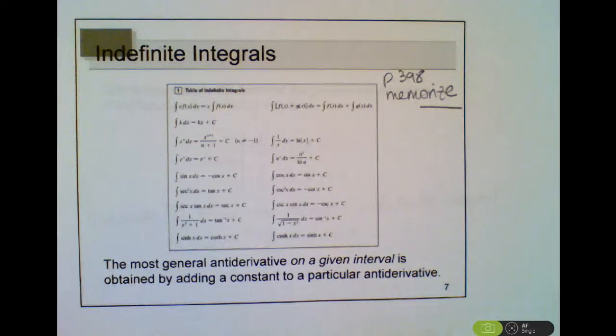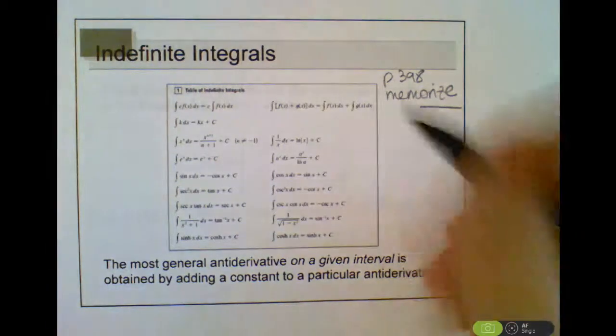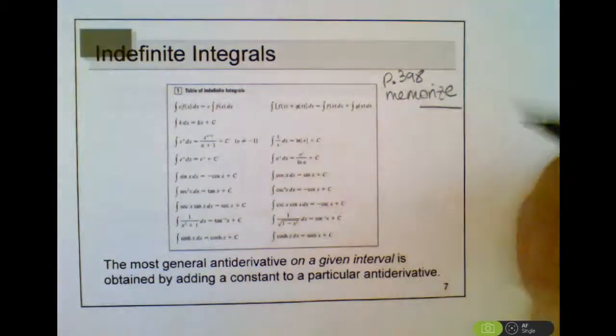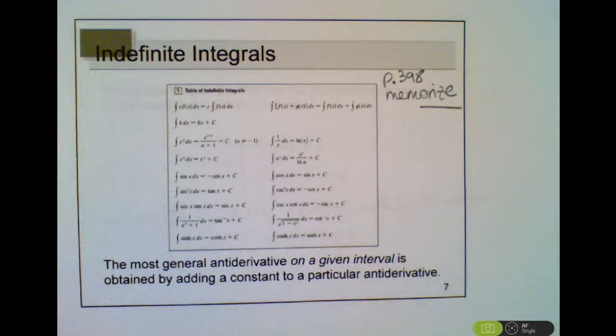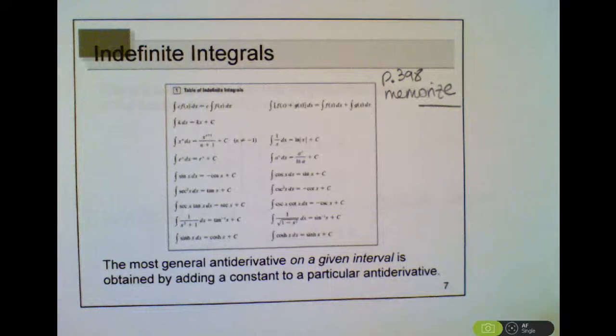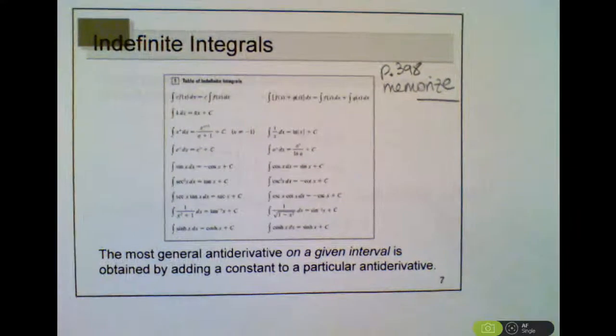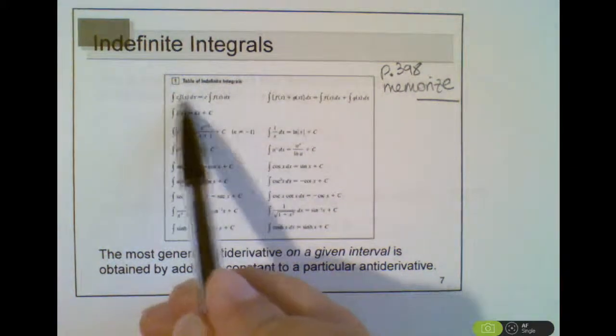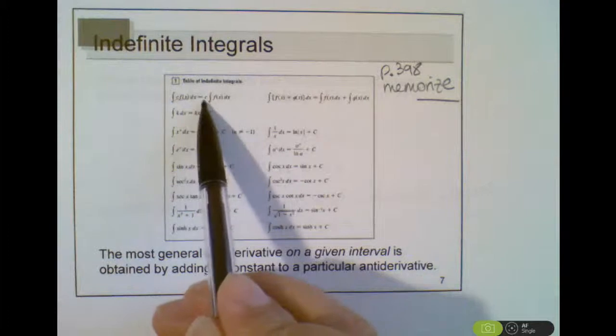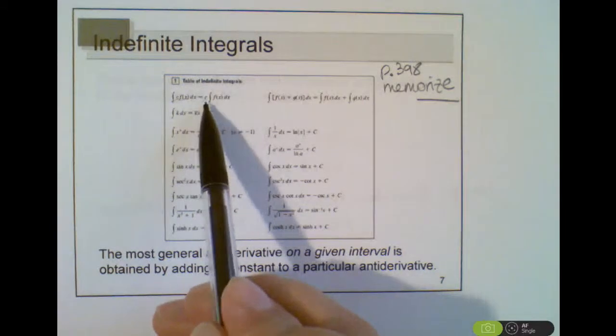Looking at the table of formulas, this is on page 398, so please memorize them. There's a lot of them that you already have, since you already know the derivatives in general. So please do not forget to look at this, prepare flashcards or anything that you have to do. Remember, if the function is being multiplied by a constant, the constant can come out of the integral.